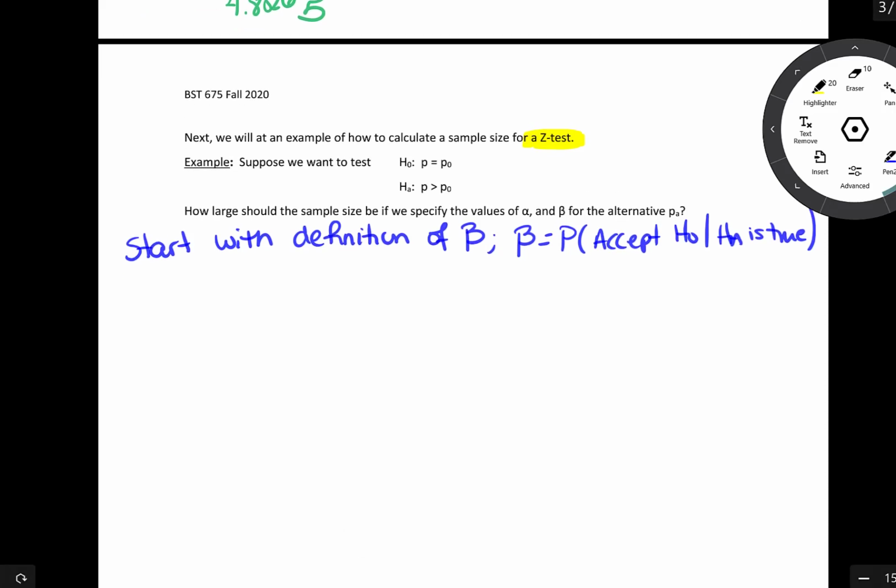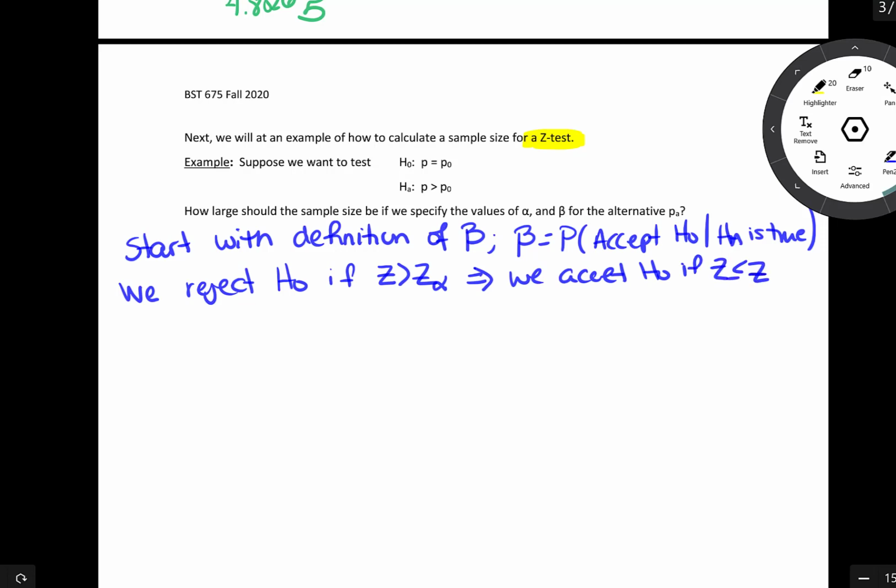Alright, so next, if we think about that rejection region, what we're doing is we reject the null if Z is greater than Z alpha. So therefore, we accept H0 if Z is less than or equal to Z alpha. And this is true since we have the right tail test. Notice if you had a left tail test, we would actually be flipping these inequalities. And if you had the two tail test, you would actually be working with alpha divided by 2.